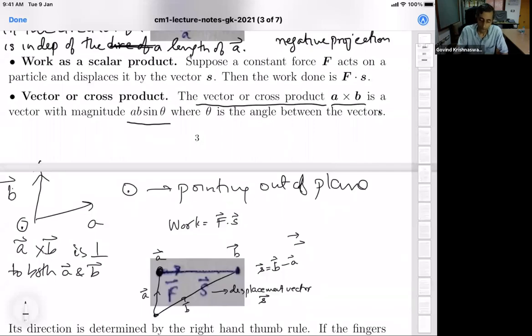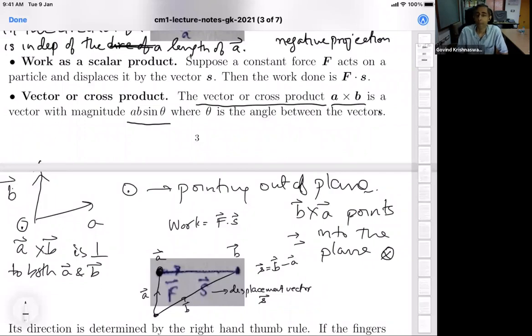Plane of the paper. On the other hand, B cross A: I will start with my fingers pointing towards B and then go towards A, and my thumb will point in the direction of the cross product. So in this case, B cross A points into the plane. And that is usually denoted by a little circle with a cross inside it. So this is some simple-minded notation, but it is widely used in elementary physics.